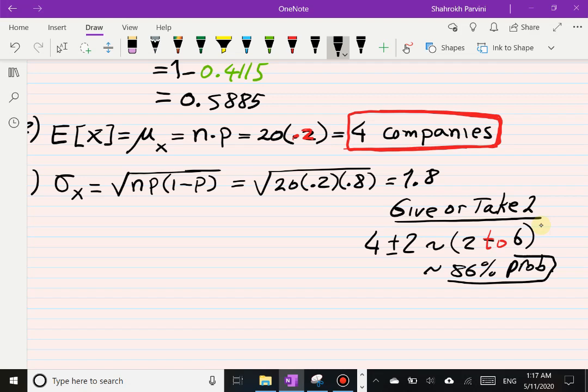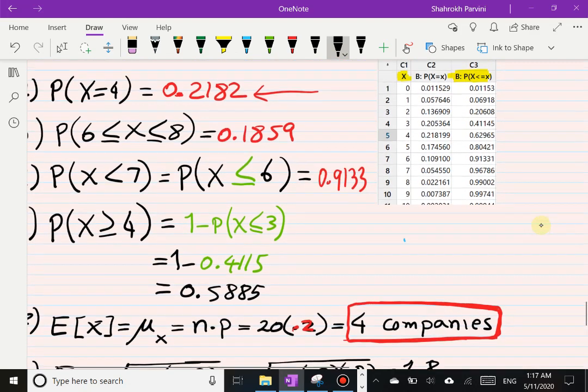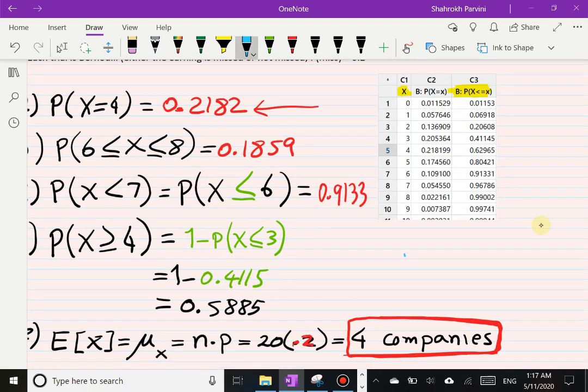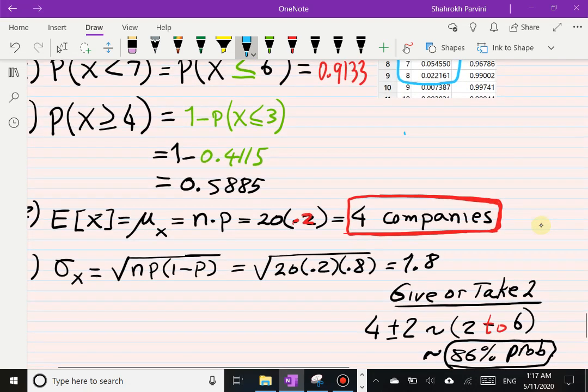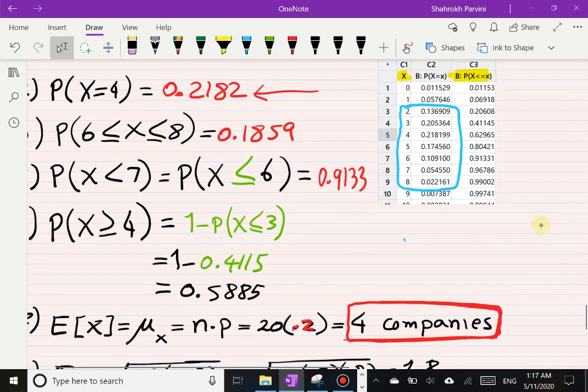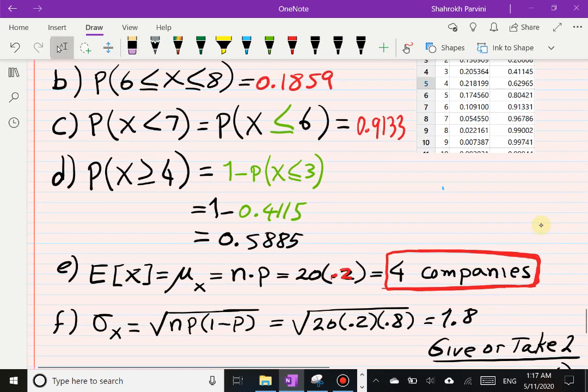Now, where does this 86% probability come from? Well, I went back to the distribution table and I looked at between 2 to 8. There you go. The lion's share of probabilities are there. And if I calculate it correctly, there's about an 86% chance that that will happen. Okay. So, there you go. We can say about 86% probability that anywhere from 2 to 6 will miss it. Just trying to use the standard deviation here.